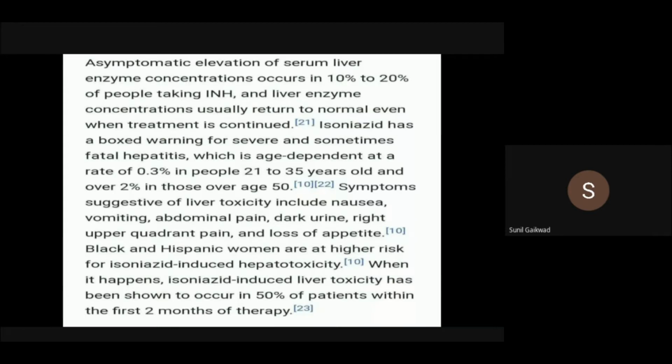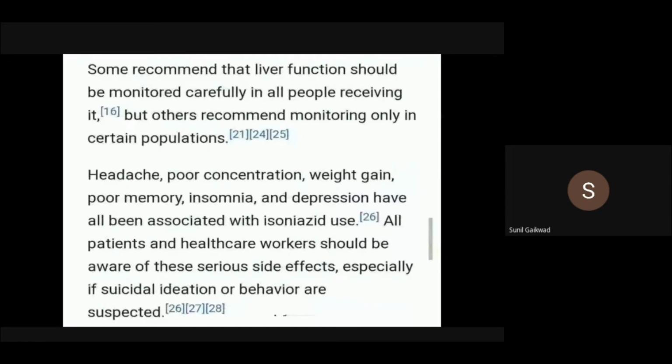Asymptomatic elevation of serum liver enzyme concentration occurs in 10% to 20% of people taking INH, and liver enzyme concentration usually returns to normal even when the treatment is continued. Isoniazid has a boxed warning for severe and sometimes fatal hepatitis, which is age dependent at the rate of 0.3% in people 21 to 35 years old and over 2% in those over the age of 50. There are some other side effects like abdominal pain, dark urine, right upper quadrant pain, and loss of appetite. Some recommend that liver function should be monitored carefully in all people receiving it, but others recommend monitoring only in certain populations. Headache, poor concentration, weight gain, poor memory, insomnia, and depression have all been associated with isoniazid use.